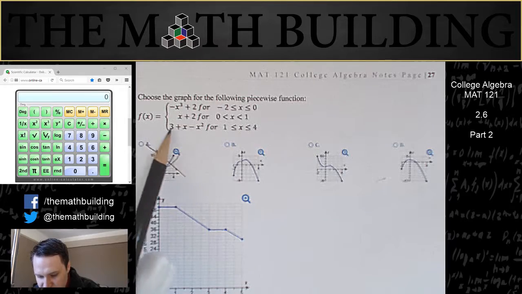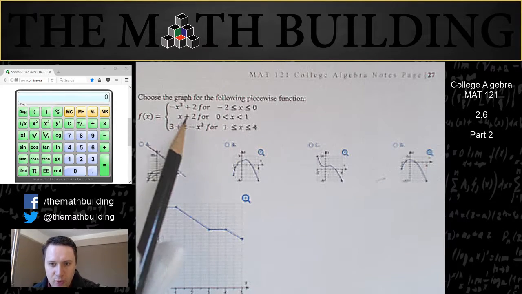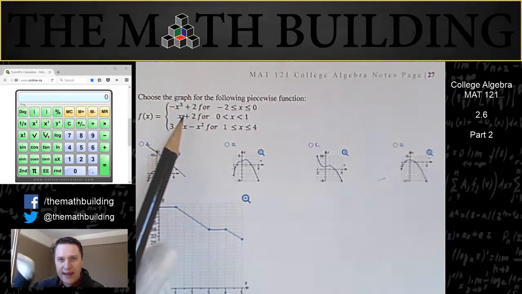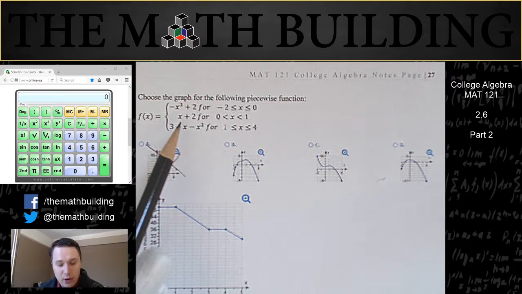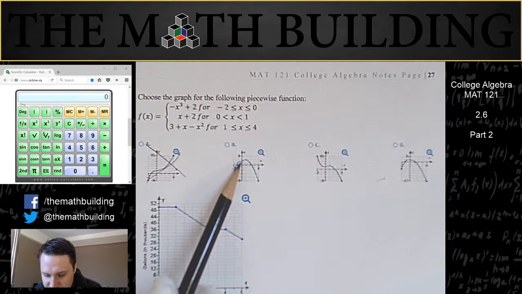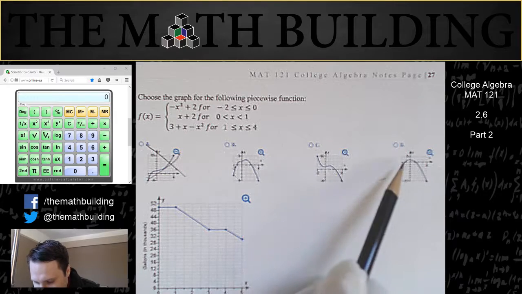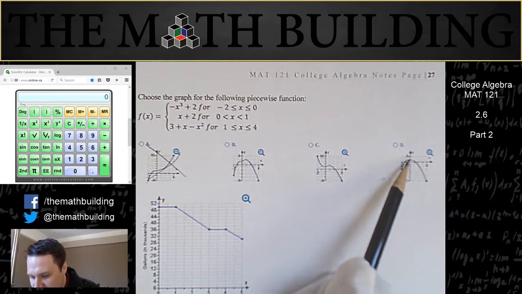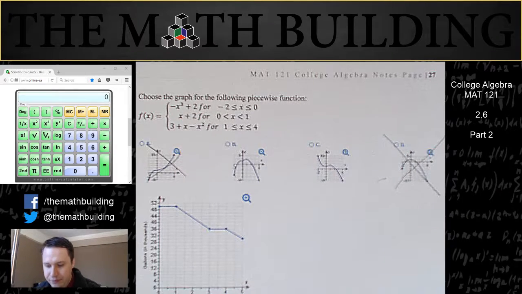So we've used this information. Let's use this middle information. If we're between 0 and 1, then we should be y equals the positive line x plus 2. So that's a positive slope going through the intercept of 2. So that to me looks like in this middle section we have a positive slope. That looks like we have a positive slope. But if you look very carefully, I think that's a negative slope right there. So we can eliminate answer choice D.